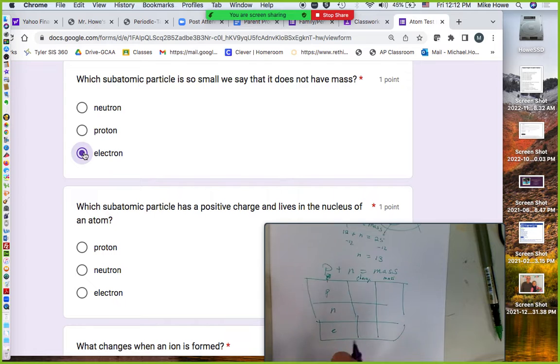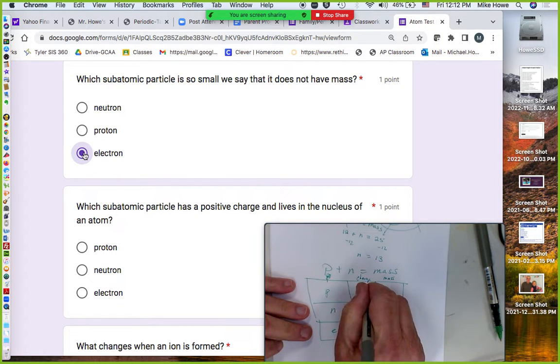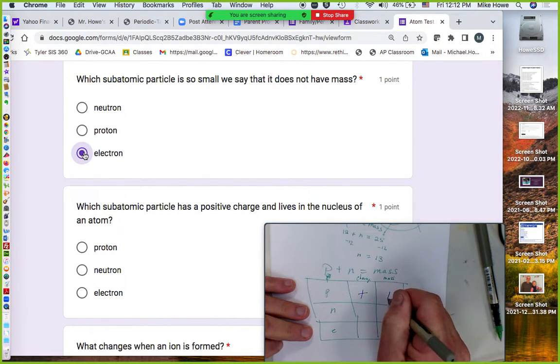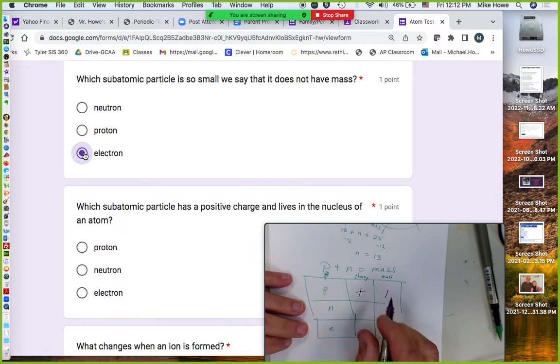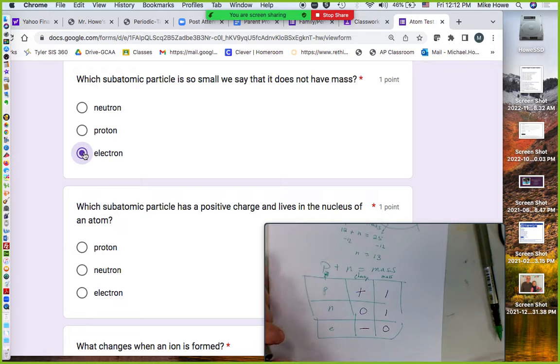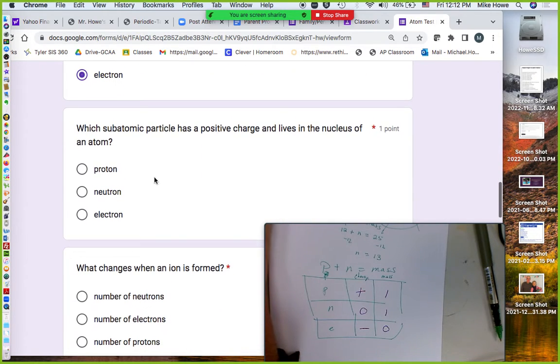Okay, so the charge for a proton is positive, and its mass is 1. The charge for a neutron is 0, and its mass is 1. The charge for an electron is negative, but its mass is so small that it doesn't affect the mass of the atom significantly. So therefore we just call it 0. So that's why that answers electron. Positive charge and lives in the nucleus, that's our proton, right here.